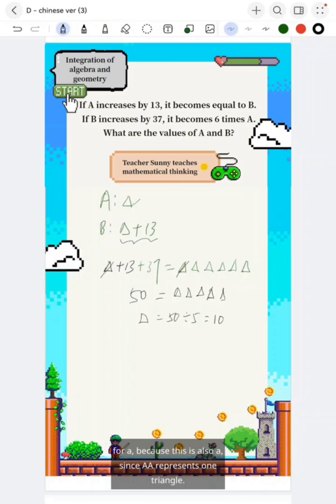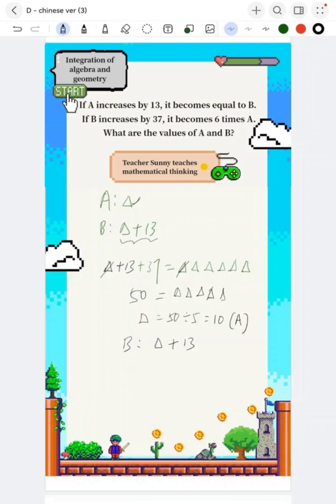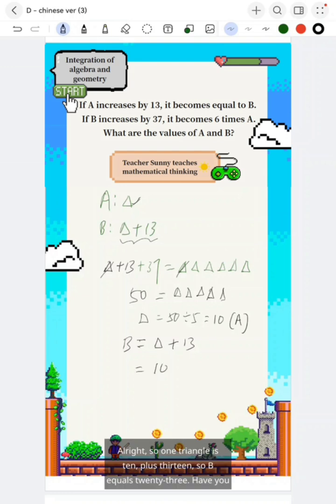Alright, so now we can solve for A, since A represents one triangle, so A is 10. Once we have found A, finding B becomes easy because B is equal to one triangle plus 13. So B is 10 plus 13, so B equals 23.